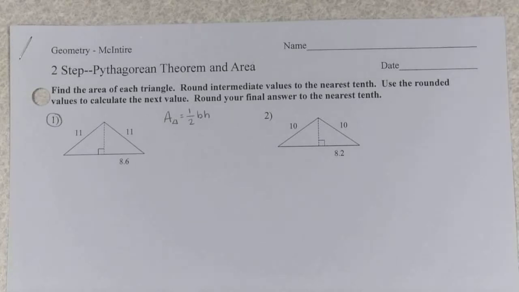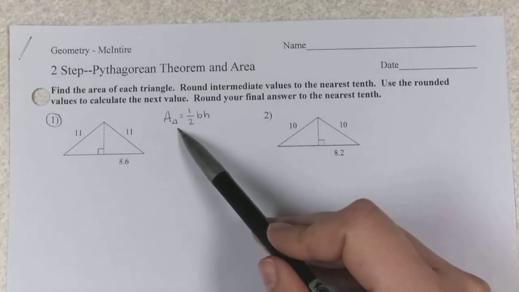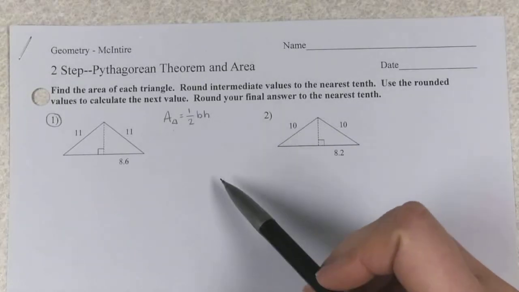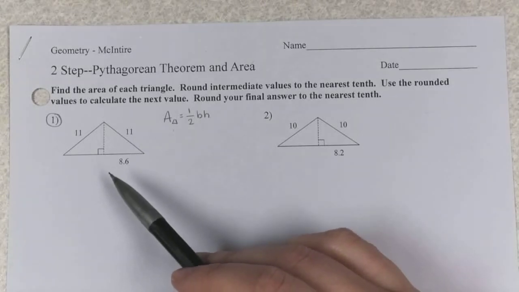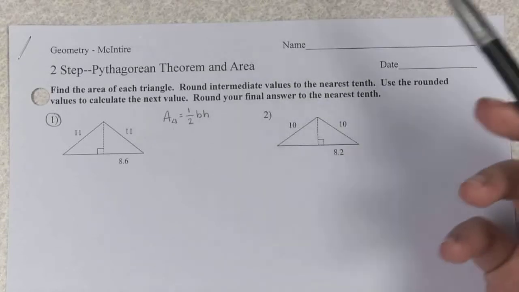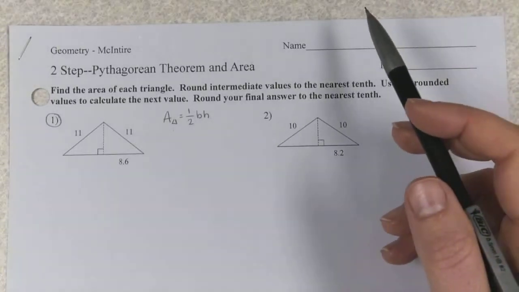Okay, so first of all, here is the formula for the area of a triangle. It's half of the base times the height. So whenever you come to a triangle, when you want to find the area, you have to figure out if you have the base and the height, right? Obviously, you would need those.